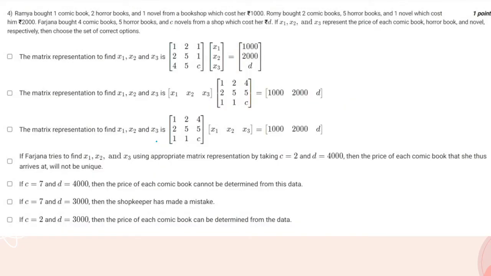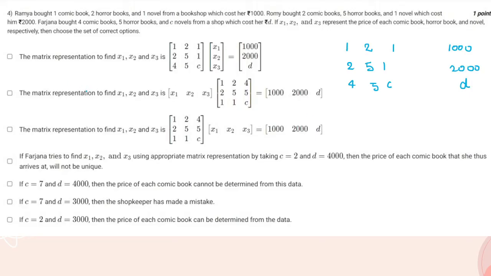Moving to the fourth one. Here there are 3 books, comics, horror and novel, which Ramya has bought. Ramya bought 1 comic, 2 horror and 1 novel for 1000 rupees. Similarly, 2, 5, 1 for 2000 rupees, and similarly 4, 5 and some novel which costs D. We have to find the correct representation.